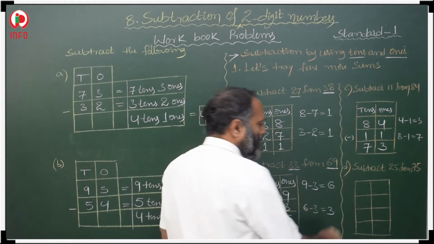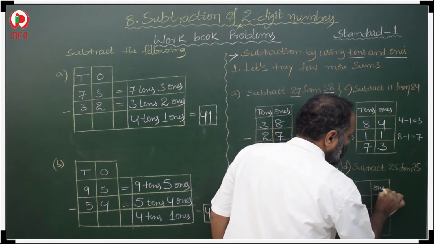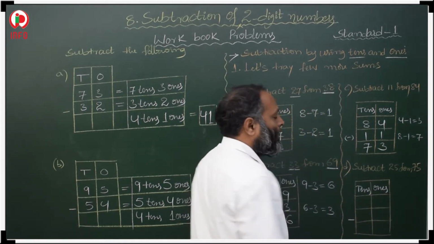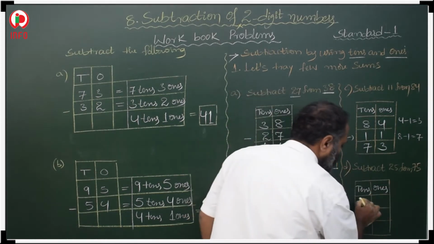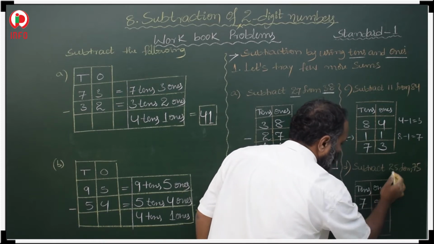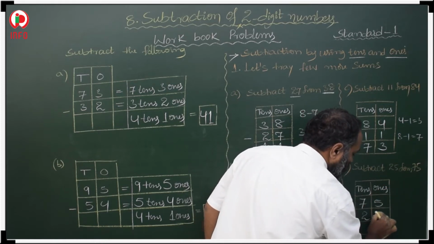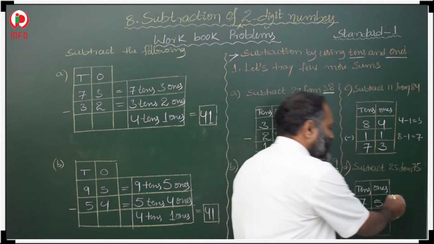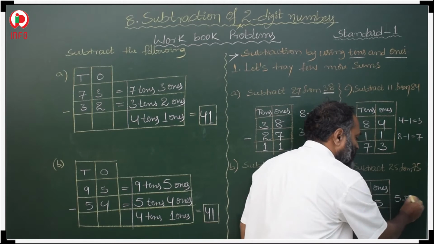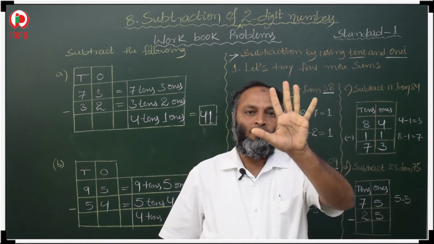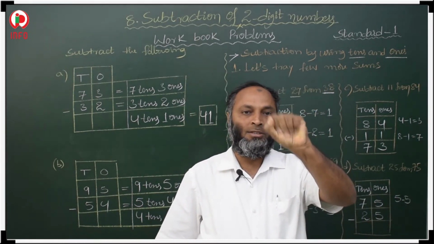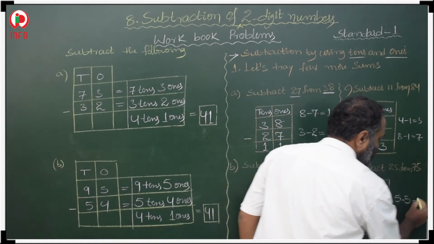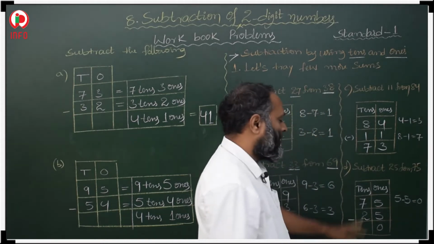Now, here this is ones and this one is tens. Subtract. The first number is 75 and after that 25. Then ones place we have to subtract. First 5. 5 minus 5. Ones places. Open 5 fingers, close 5 fingers. 5 minus 5. Nothing is left. It means 0. 5 minus 5 is 0. Then after that 7 minus 2.